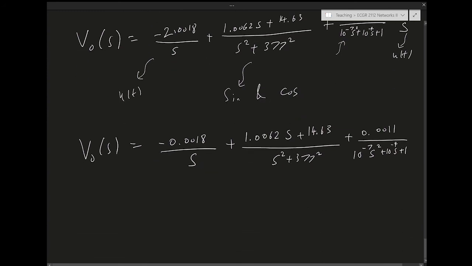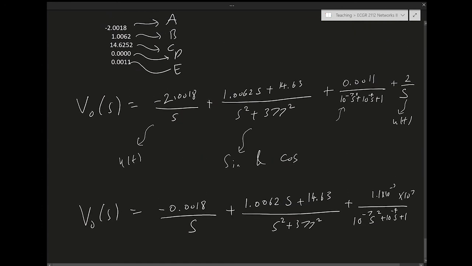Okay, I can simplify this a little bit further. I can multiply this by 10 to the power 7, so this is 1.1 times 10 to the power minus 3, right? That's what 0.0011 is. It's 1.1 times 10 to the power minus 3, because we go back 3 times: 1, 2, 3.